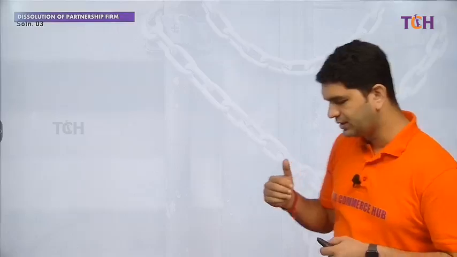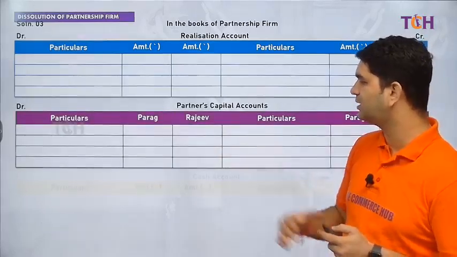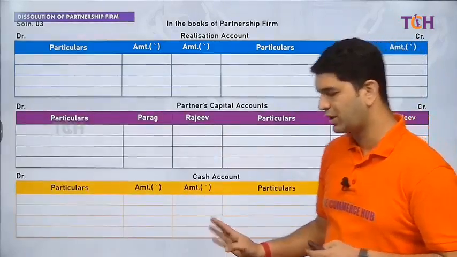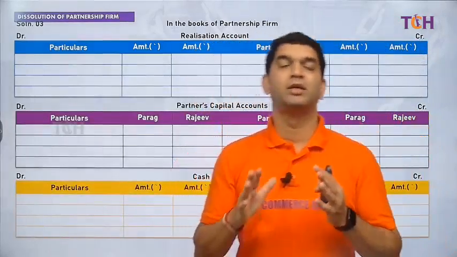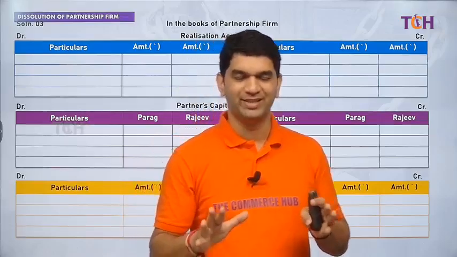But for practice, we will also be preparing the cash account, and if there is any other subsequent account, that will also be prepared. So here we go. This is the realization account. We have partners' capital accounts and also the cash account. In dissolution, your cash or bank account should get tallied. I hope you remember this. Okay, now let us go one by one.